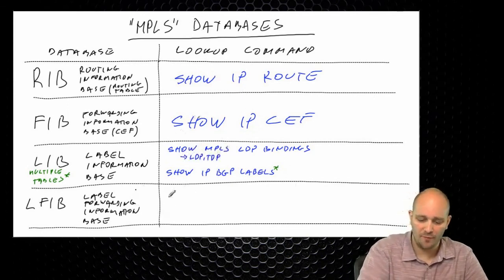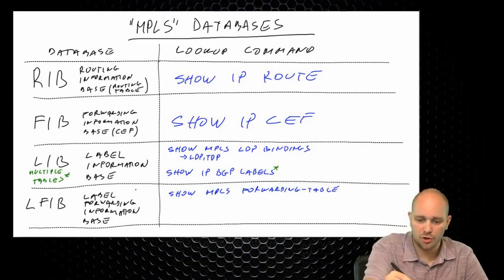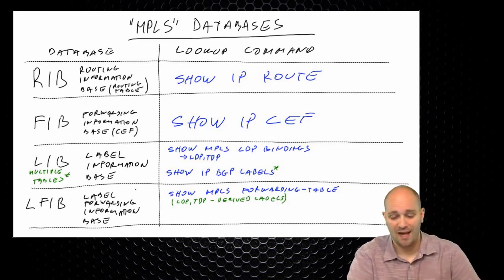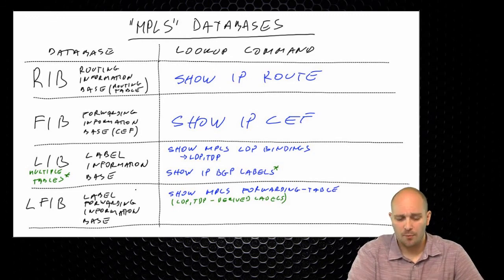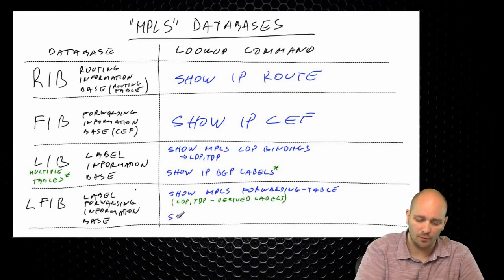Now, to look up the LFIB, again, you can have multiple commands for that. One is show mpls forwarding table, which will show you LDP and TDP derived labels. But it may not show you those labels that have been perhaps installed in the routing table by other protocols that can exchange labels, and we'll see what protocols they are. So if you want to see the full table, you can actually do show ip cef.